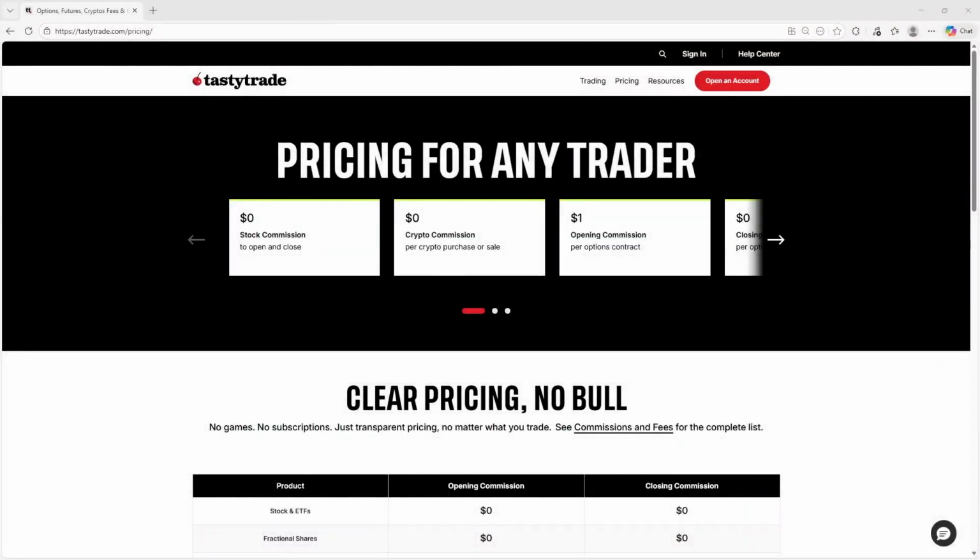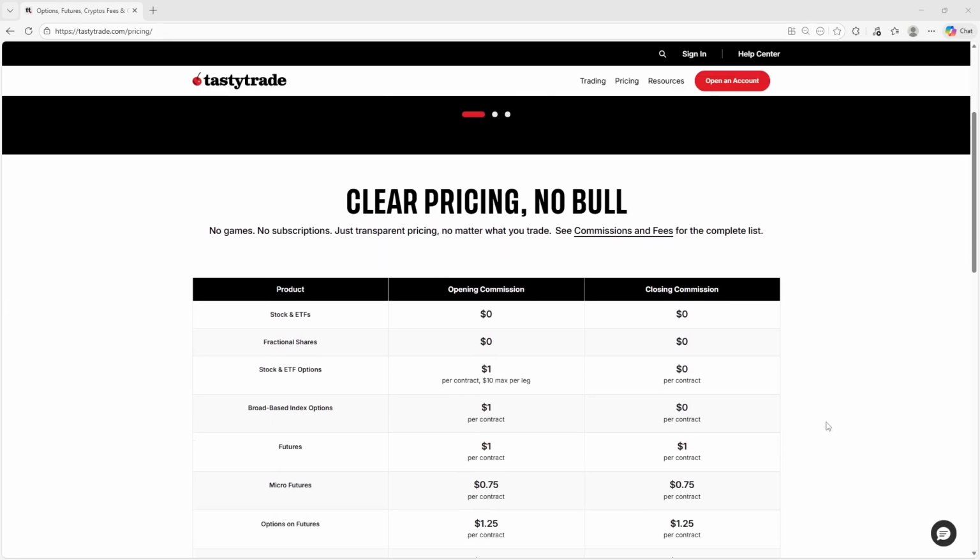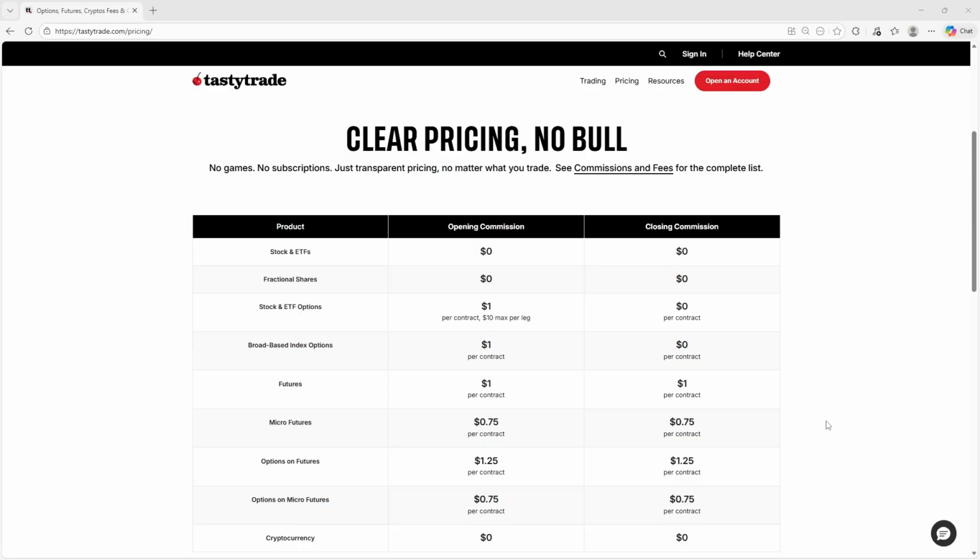Tastytrade takes a radically transparent approach to pricing, which is one of its strongest differentiators in an industry often filled with hidden fees and layered subscriptions. There are no platform fees, no monthly subscriptions, and no tiered plans to navigate. Stock and ETF trades are completely commission-free to open and close, including fractional shares, making Tastytrade immediately cost-efficient for both long-term investors and active equity traders who want predictable, low-friction pricing.